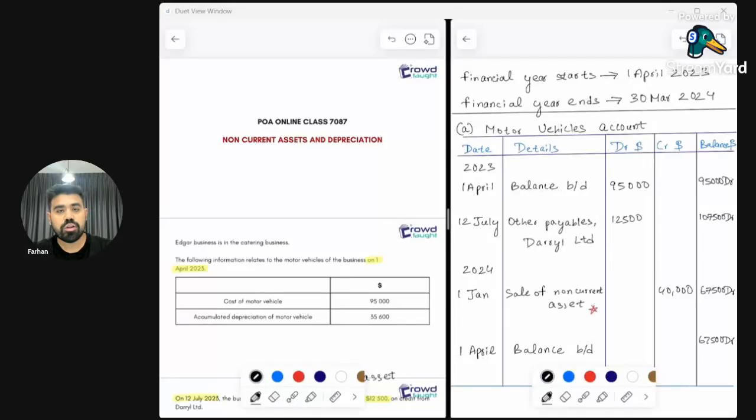In today's lesson, you will learn to prepare the non-current asset account and also calculate the depreciation when we have multiple assets and multiple time frames. You will see the question on the left-hand side of your screen, and on the right-hand side, you will see all the workings which I'll go through step by step.